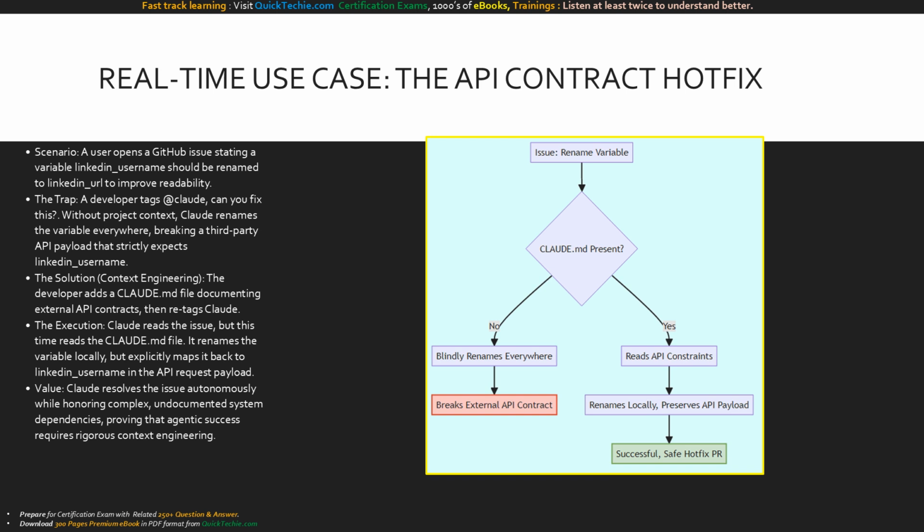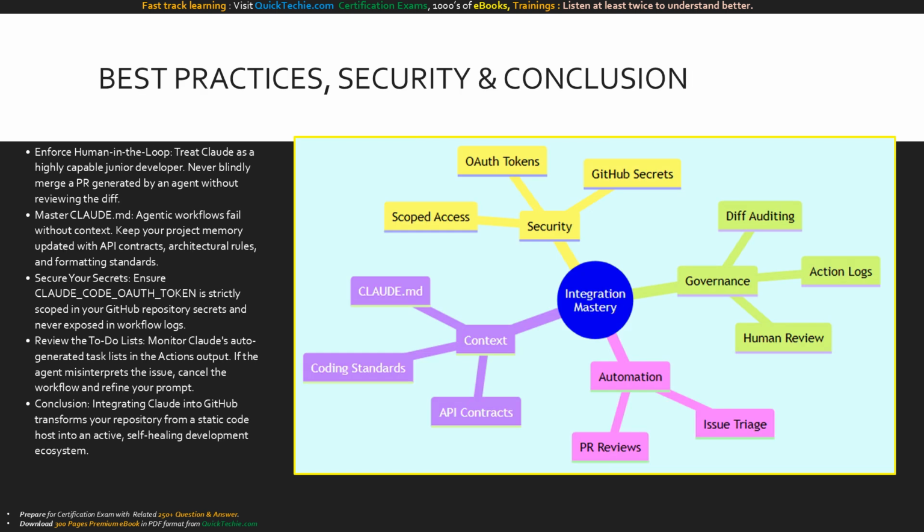Look at the divergence in this flowchart. An issue requests a variable rename. We hit the critical decision diamond. Is Claude.md present? If no, the agent blindly renames the variable everywhere, leading to the red failure node: a broken external API contract. But if yes, the agent reads the API constraints. It renames the variable locally, but preserves the specific payload mapping, leading to the green success node, a perfectly safe hotfix PR.